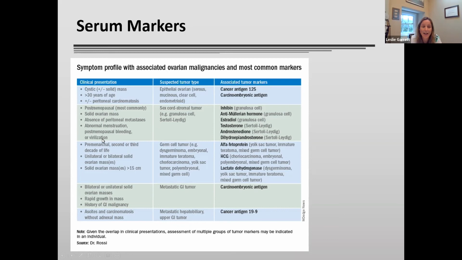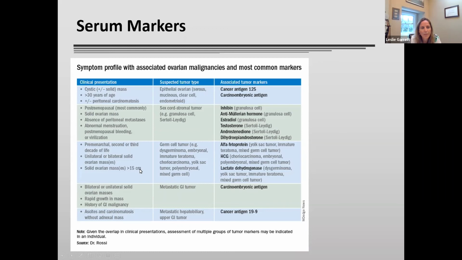You're going to start thinking about maybe Sertoli-Leydig cell tumors and getting things like testosterone or some of the other androgens to try to figure out if that's what you're looking at.